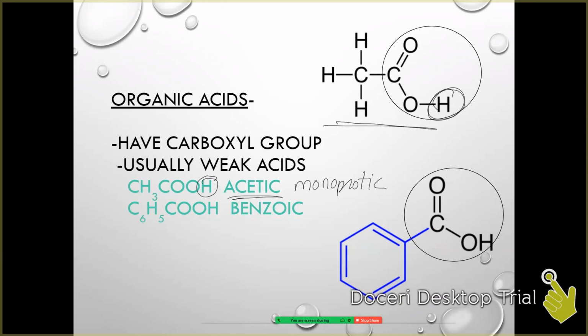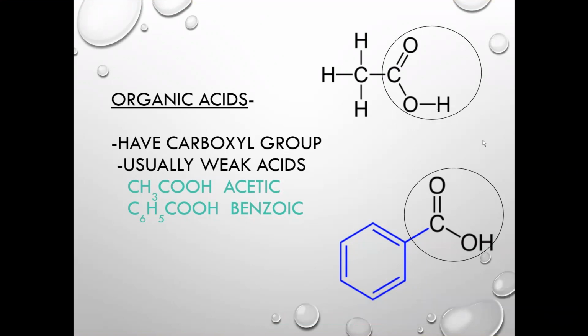Benzoic acid, same thing. It may have some other hydrogens in there, but this one is going to be the acidic hydrogen, because even though it's not written there, it's like this. So even though an acid may have some other hydrogens that are part of the formula, the one that is bound to the oxygen is going to be the one that it loses. And probably acetic acid is our most common one.